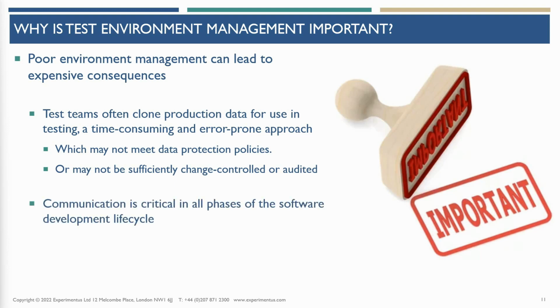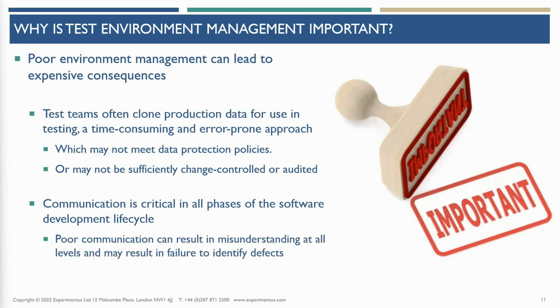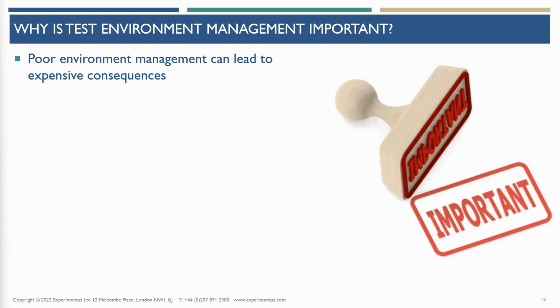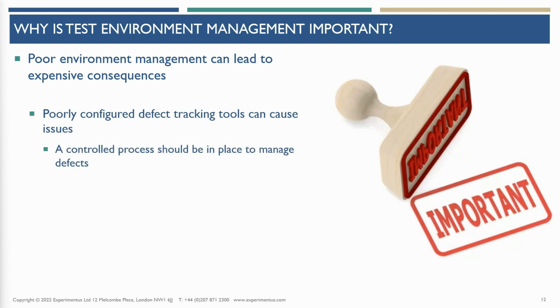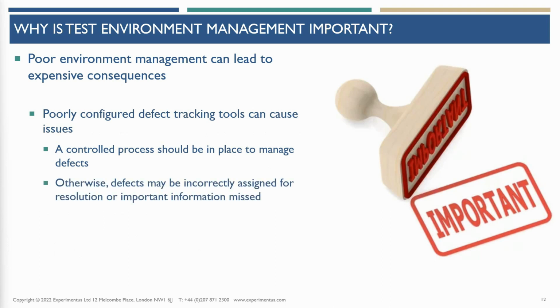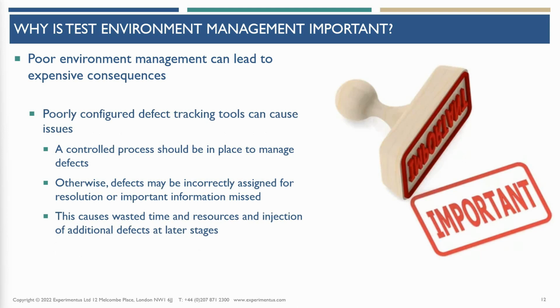Communication plays a critical role in all phases of the software development lifecycle. Poor communication can result in misunderstanding at all levels, including of the business requirements, and may result in failure to identify important defects. Poorly configured defect tracking tools can themselves cause additional issues. A controlled process should be in place to manage the defect lifecycle. If this is not done, defects may be assigned incorrectly for resolution and important information missed, resulting in wasted time and resources, as well as injecting additional defects at later stages.